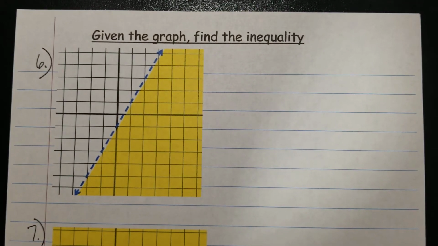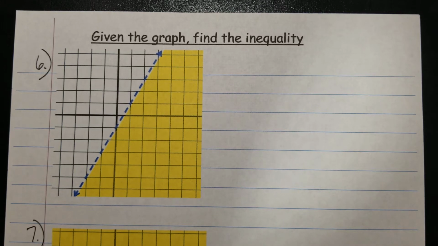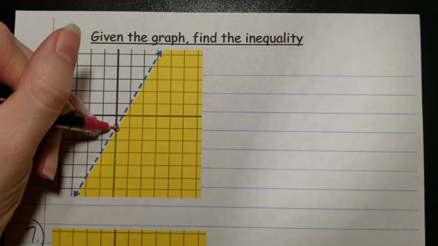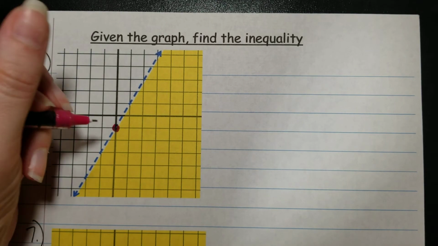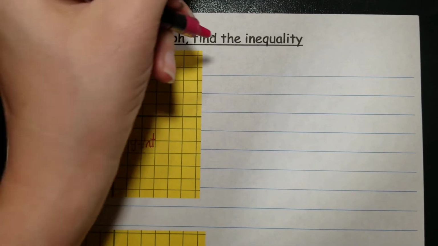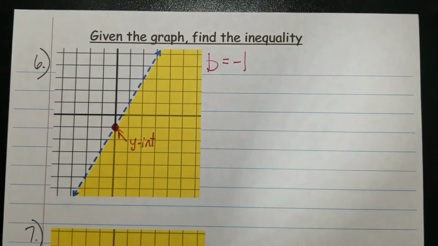So let's see. Now let's go in reverse, and we will look at the graph and figure out the inequality from that. Just like with any line, the first thing I want to do is locate the y-intercept. In this case, that's wherever it crosses the y-axis. That's right here at -1. So there's my y-intercept. So b equals -1.